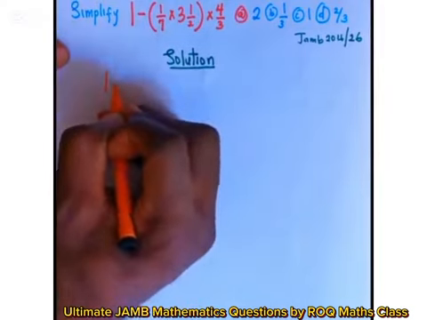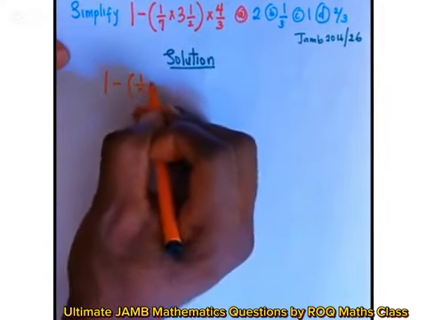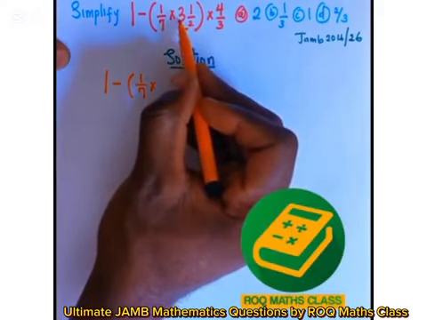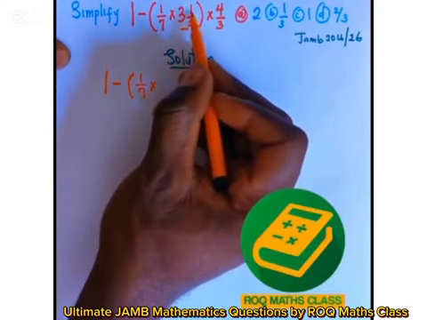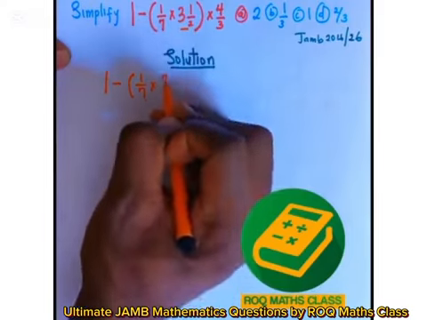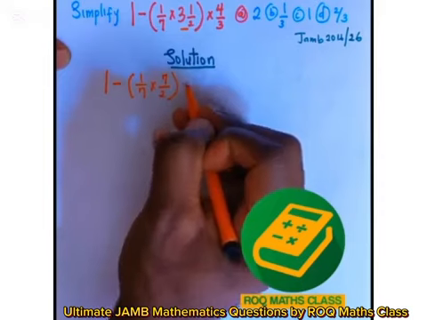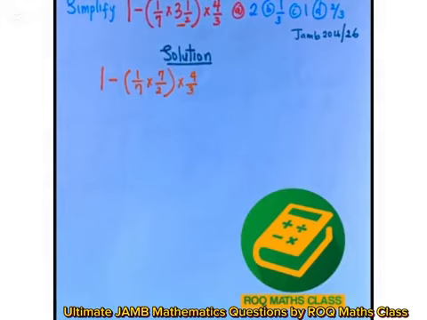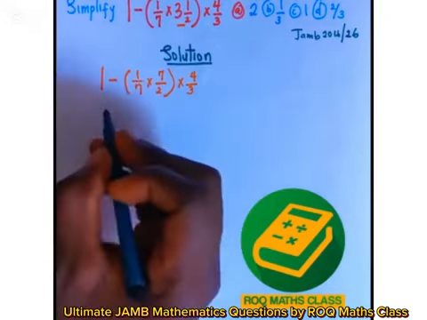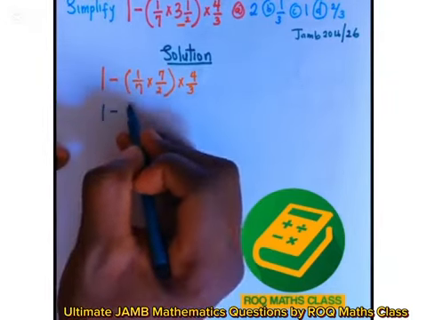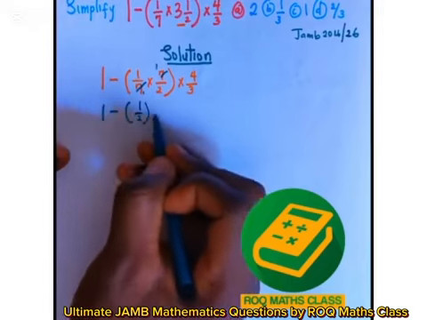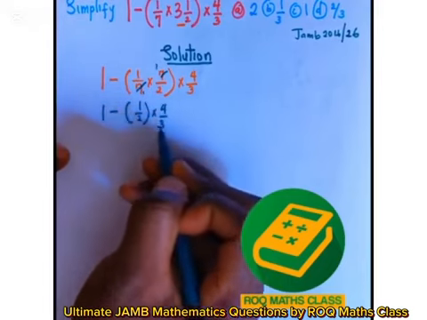We have 1 whole number minus, into the bracket, 1 over 7 times this. We have to convert this one back to an improper fraction. 2 times 3 is 6, 6 plus 1 is 7. So I have 7 over 2 times 4 over 3. Then from the rule of BODMAS, the order of operation, we have to solve the one inside the bracket first. I'm going to have 1 minus 7 over 2 times 1 over 7, so I have 1 over 2. Then times 4 over 3.